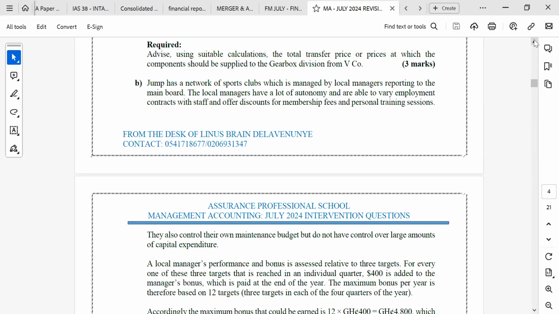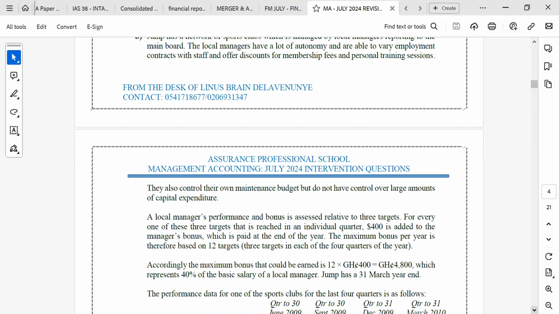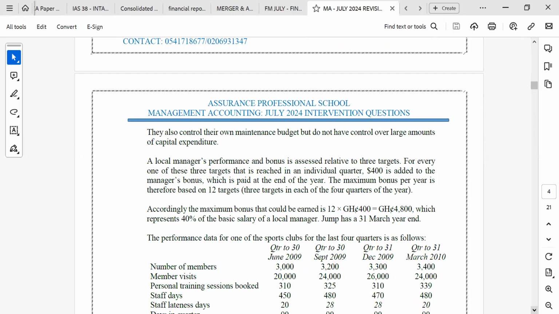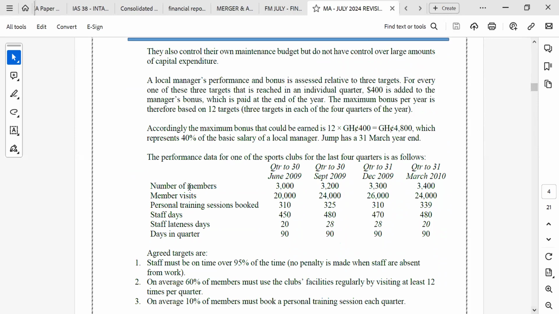JAMP has a network of sports clubs which is managed by local managers reporting to the main board. The local managers have a lot of autonomy and are able to vary employment contracts with staff and offer discounts for membership fees and personal training sessions. They also control their own maintenance budget, but do not have control over large amounts of capital expenditure. And local managers' performance and bonus is assessed relative to three targets. For every one of these targets, let's come here.